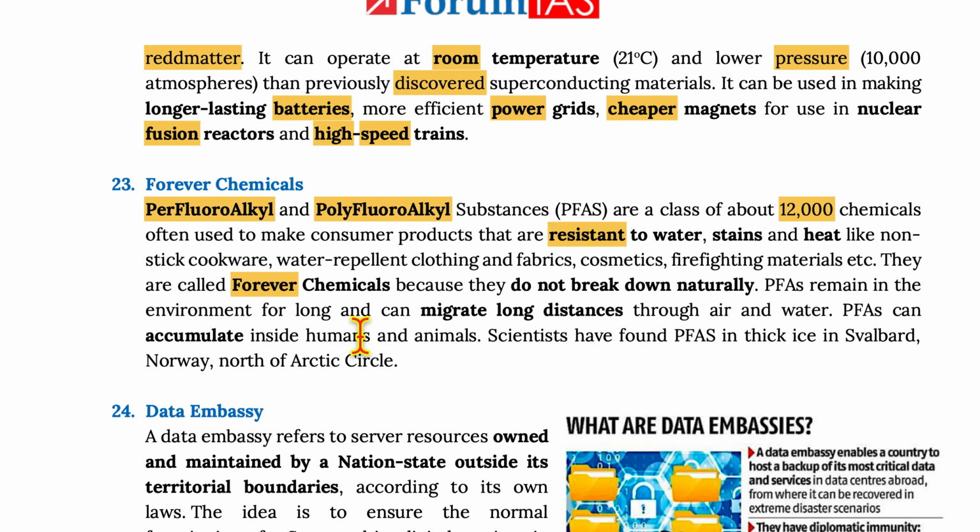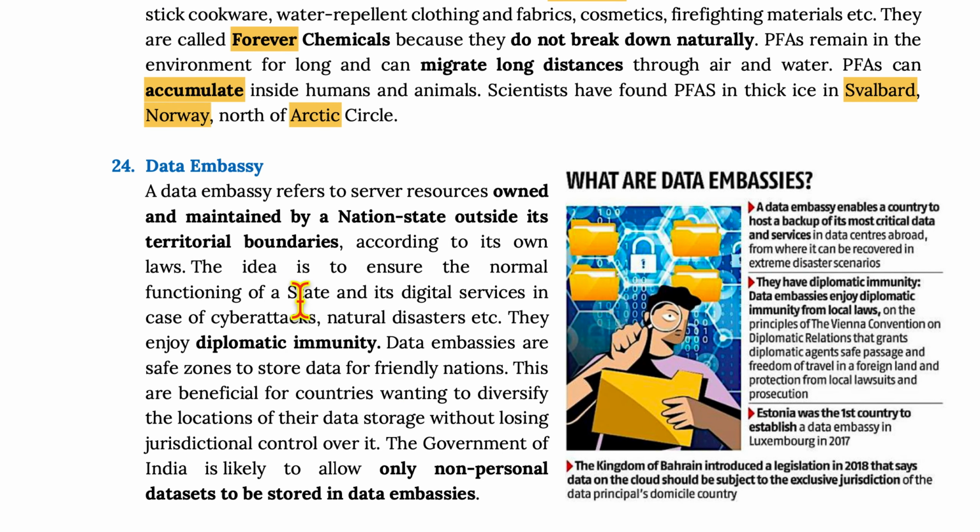PFAS remain in the environment for long and can migrate long distances through air and water. PFAS can accumulate inside humans and animals. Scientists have found PFAS in thick ice in Svalbard, Norway, north of the Arctic Circle.